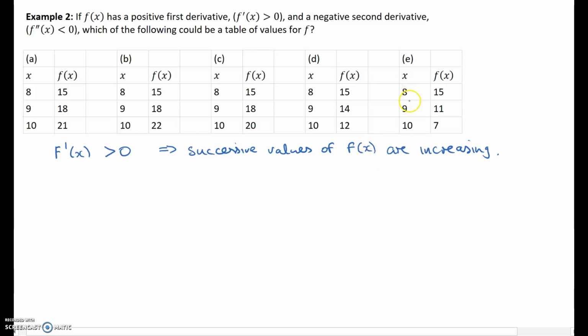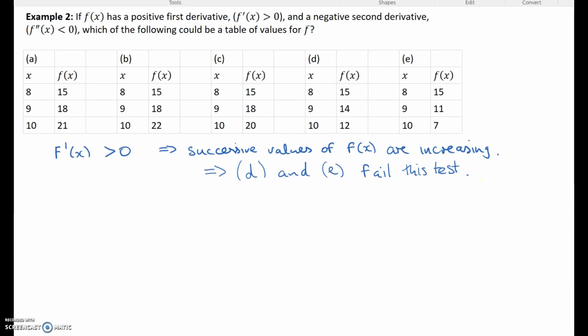E also has the same problem, because when x is 8, f of x is 15. When x goes up to 9, f of x comes down to 11. So again, D and E are not going to fit the bill for us this time. D and E fail this test. Okay? So it's not going to be D or E.